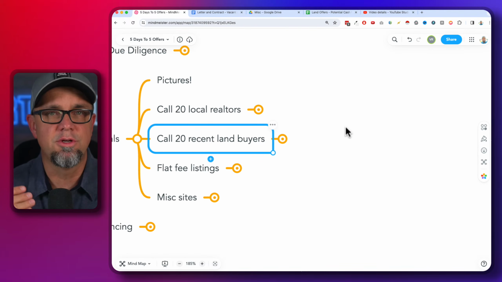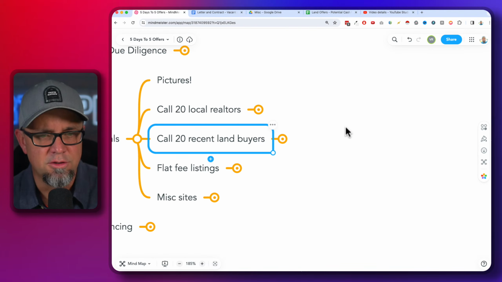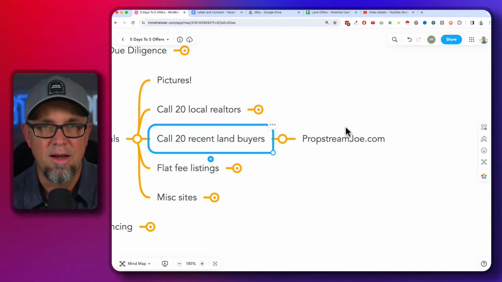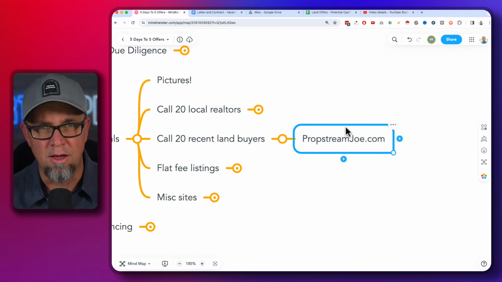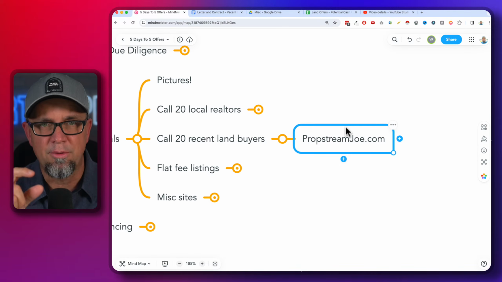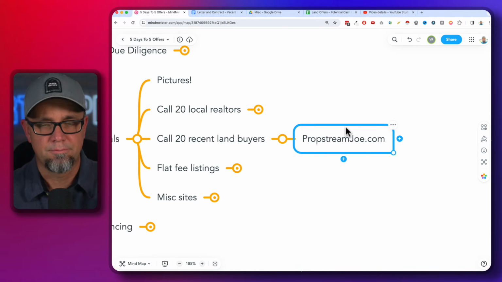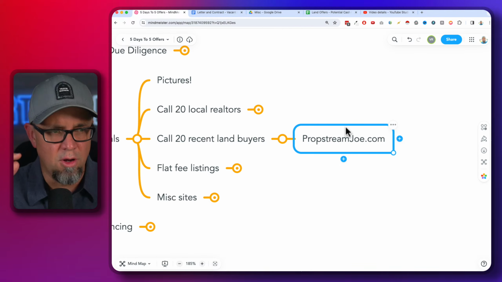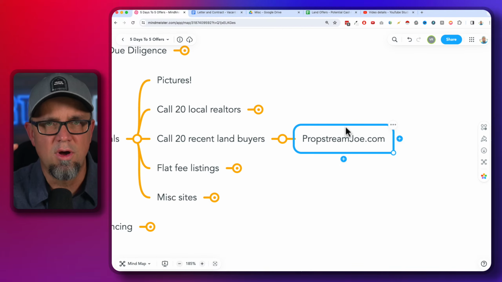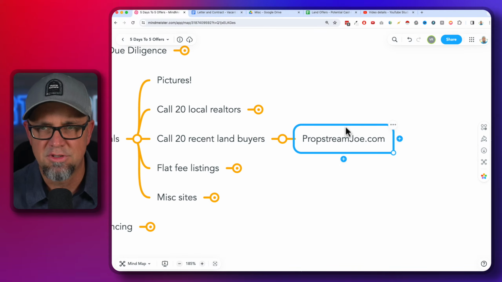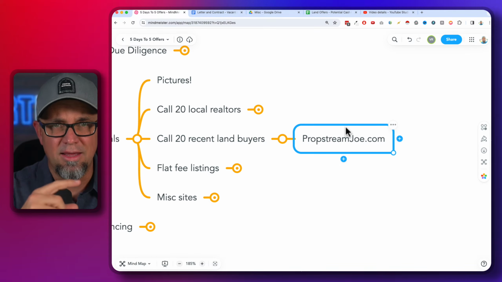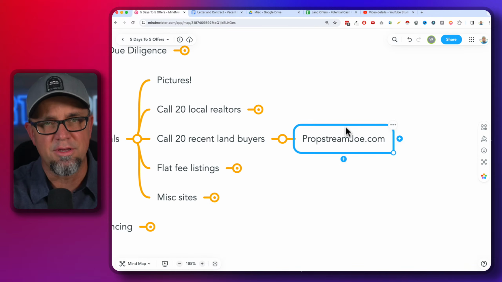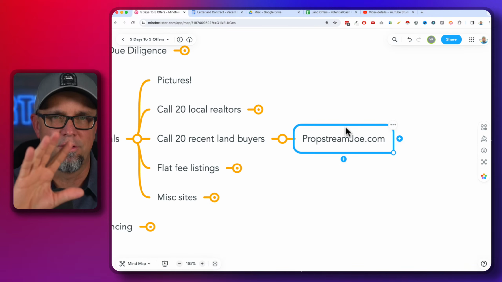Okay, now the next thing I want you to do is call other land buyers who bought properties recently in that area. And I don't have the time to show you, but if you just go to propstreamjoe.com, put in the zip code of where your property is or the county, and just say, all right, show me all the vacant lots. Show me the ones that have sold in the last 6 months, and show me the investors who own 5 or more properties who have bought land there in the last 6 months.